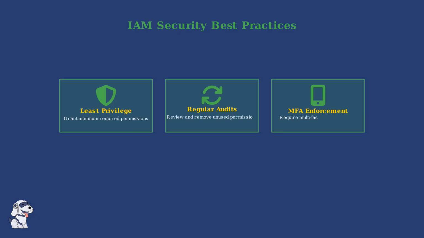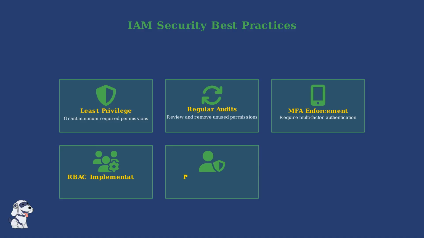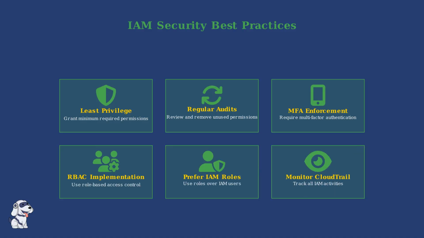These practices form the foundation of a robust IAM security strategy. The first 3 critical practices are implementing least privilege access by granting only minimum required permissions, conducting regular audits to review and remove unused permissions, and enforcing multi-factor authentication for all console access and role assumptions. The remaining essential practices include implementing role-based access control to simplify permission management, preferring IAM roles over IAM users for applications and services, and continuously monitoring AWS CloudTrail to track all credential usage and IAM activities.